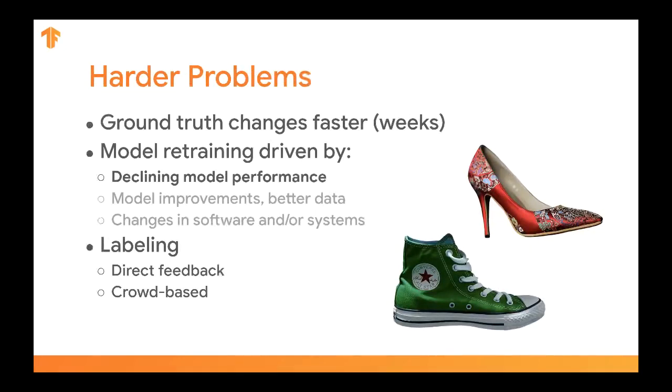More difficult domains like styles and fashion and clothing, like our example here, those do change, and they change from year to year, from season to season, based on competitors and different geographies. Declining model performance is usually driven by change. Retraining is usually driven by changes in your model performance. And labeling can be more difficult.